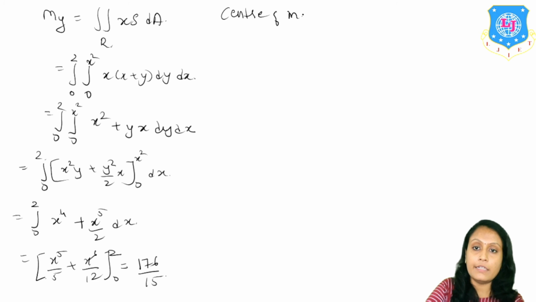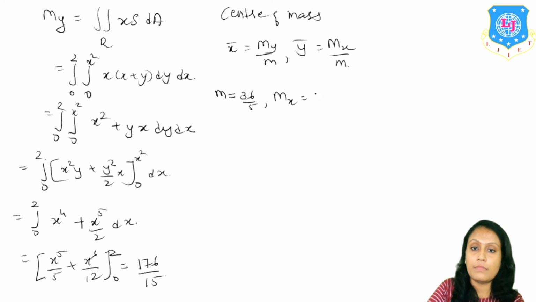Now we have to find the center of mass. The center of mass is given by x bar is equal to My upon m, and y bar is equal to Mx upon m. We have all the answers of My, Mx and m. So firstly we'll write the answer of m. So m is 36 upon 5, Mx is 80 upon 7, and My is 176 upon 15.